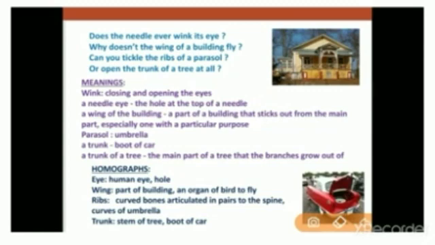The next line is, or open the trunk of a tree at all. Now again, trunk carries two meanings over here. One meaning is the main part of a tree from where the branches grow, and the other is the boot of the car, the back of the car, or the big metal storage box which people in the villages usually use to store a lot of things. That is also called a trunk. Now let us see what the poet wants to tell through these lines.